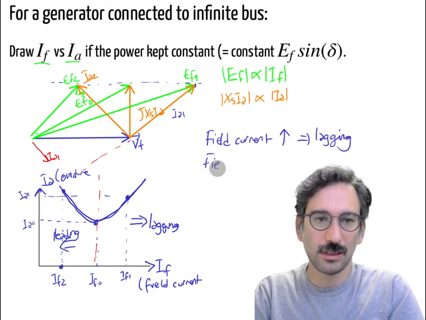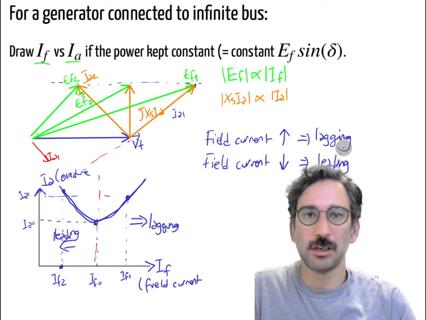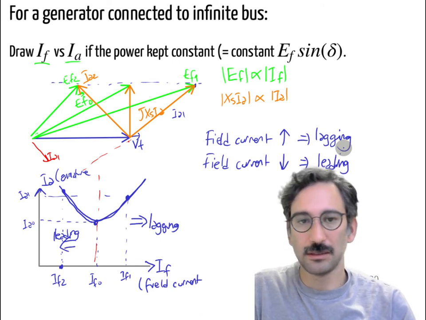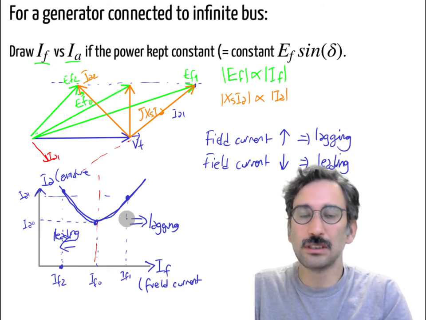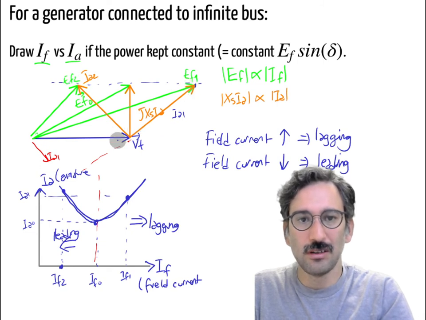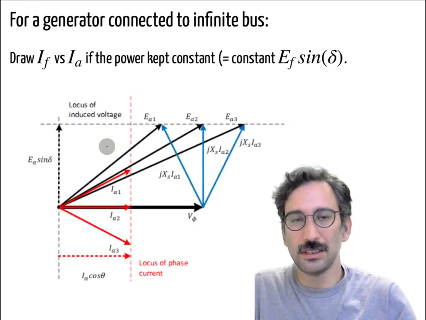Okay, if field current gets minimum, then it becomes leading. So you can control the power factor of a synchronous generator by controlling the magnitude of the field current, and those are called the V curves of a synchronous generator, and this is for one power level. If you do it for different power levels, you will have different V curves.